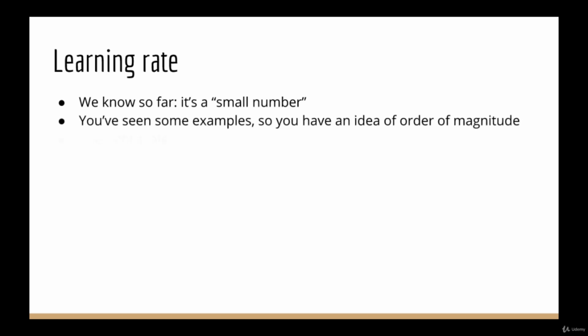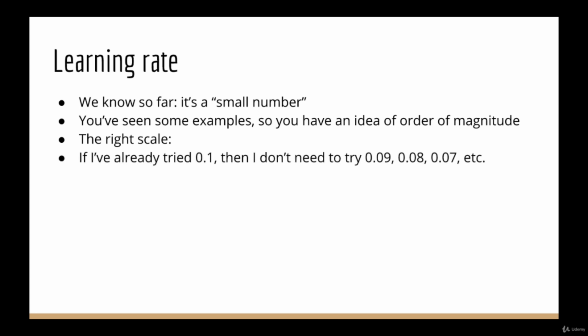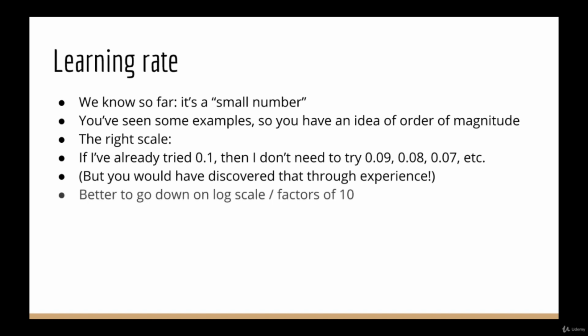The important thing here is the scale on which you try different numbers. For example, if you tried 0.1, then you don't really need to try 0.09, 0.08, 0.07, etc. It's better to go down on a log scale or by factors of 10. For example, if 10 to the minus 1 is too high, then try 10 to the minus 2. If that's too high, try 10 to the minus 3, and so on. At times, I've had to use a learning rate as small as 10 to the minus 7.